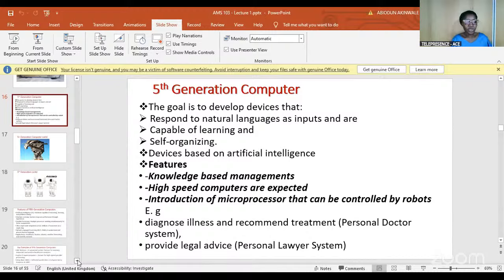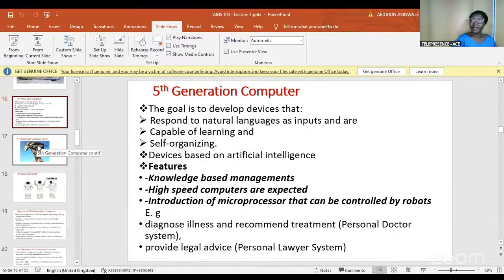Okay. So some of the features, we still get to see more features: knowledge-based management, very high speed, introduction of microprocessor that can be controlled by robots. So today now robots are here and there, go to the hospital, they are there, go to restaurants, they are there. So then you see robots now diagnosing illnesses and making recommendations to the clients.